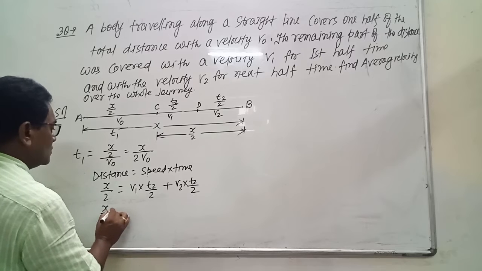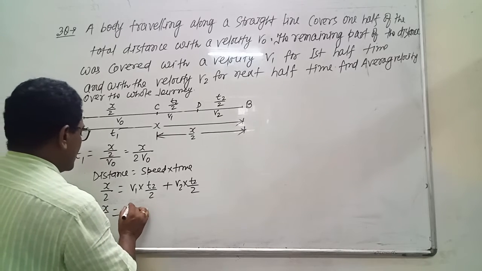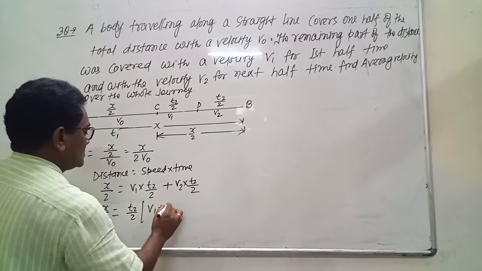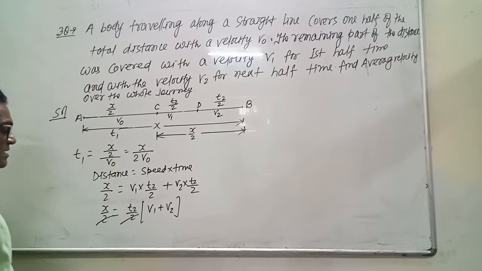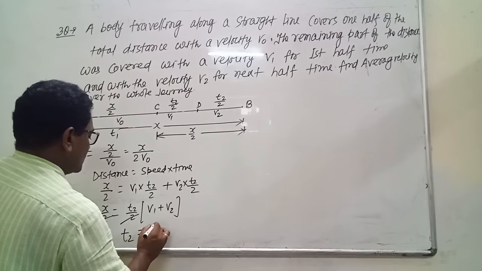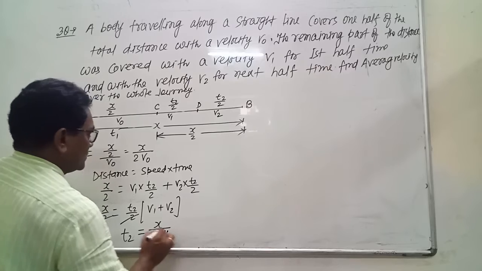So x by 2 equals v1 into t2 by 2 plus v2 into t2 by 2. From these two terms, t2 by 2 is common. We get v1 plus v2, and 2 gets cancelled, and there comes the value of t2. t2 equals x by v1 plus v2.